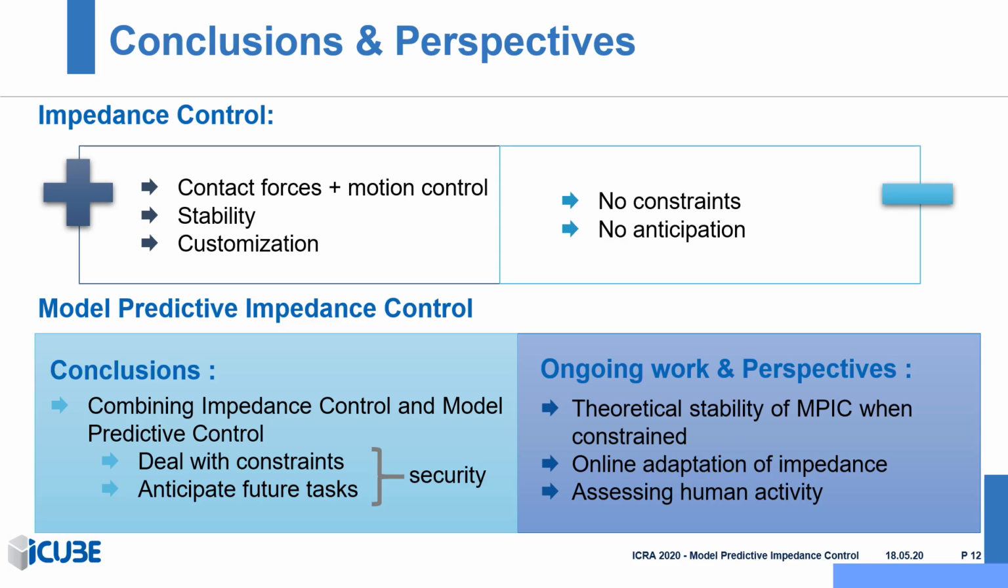In order to extend the presented method, future work aims at providing theoretical stability of model predictive impedance control when constrained, as well as adapting the impedance parameters online and being able to assess human activity to fully profit from the anticipation features of model predictive impedance control.